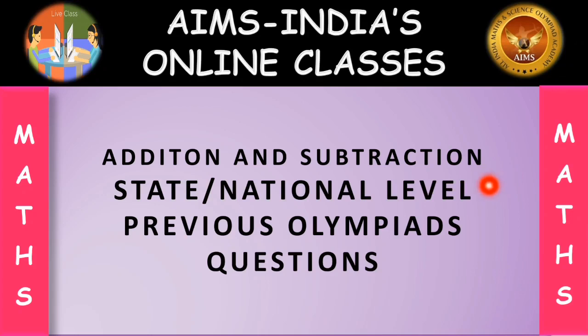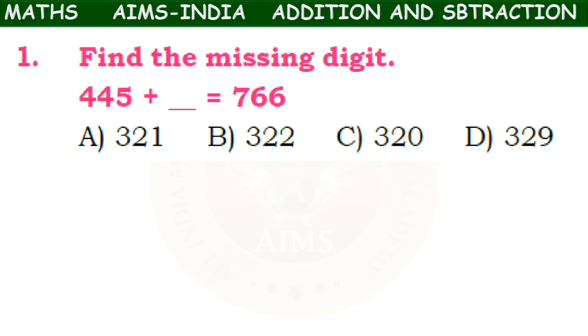So in today's class, we'll discuss the state and national level previous year Olympiad questions from the topics addition and subtraction. Okay. Previous year Olympiad questions. That means they have been asked already in the previous Olympiad exams that have been conducted. Now coming to the first question for today, find the missing digit.